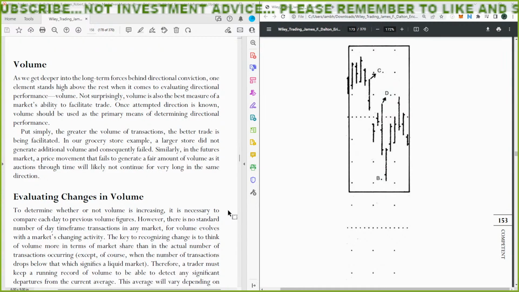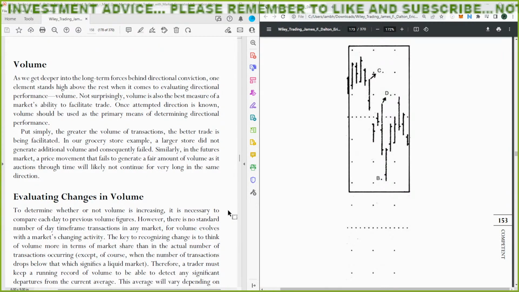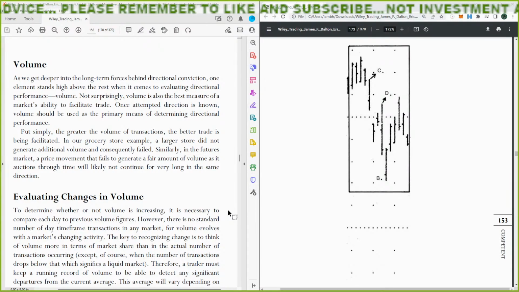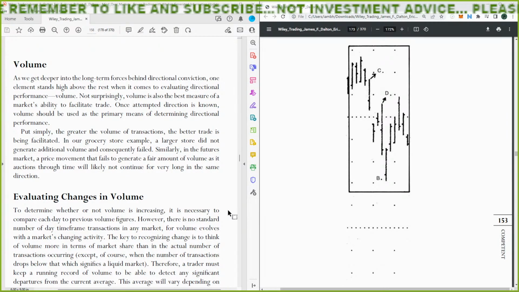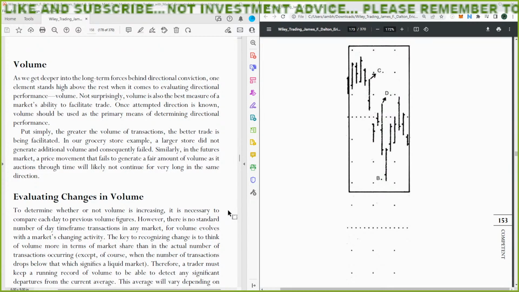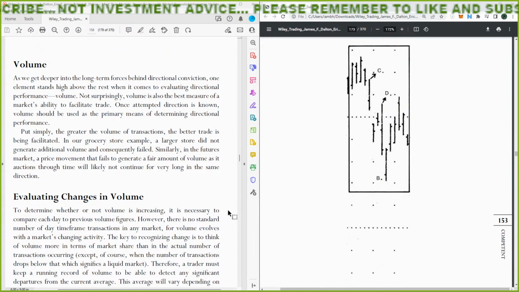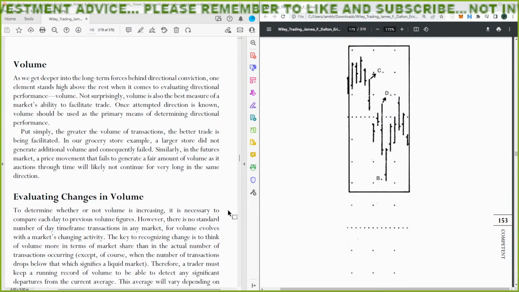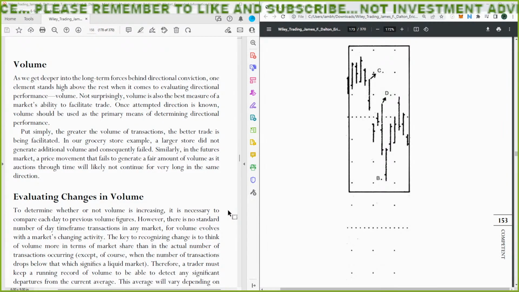Volume. As we get deeper into the long-term forces behind directional conviction, one element stands high above the rest when it comes to evaluating directional performance: volume. Not surprisingly, volume is also the best measure of a market's ability to facilitate trade. Once attempted direction is known, volume should be used as the primary means of determining directional performance. Put simply, the greater the volume of transactions, the better trade is being facilitated.